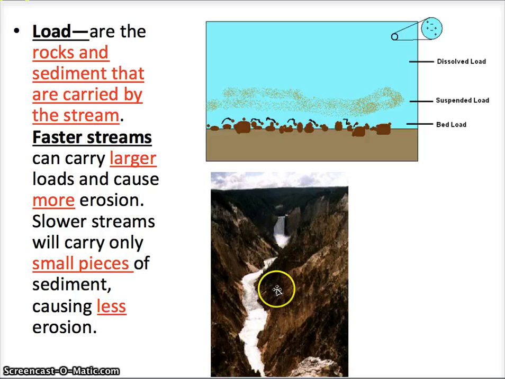And that's how some of these formations in land form. This river is carving right through a mountain. This formed after thousands of years, but it probably formed because there was enough force to carve through that mountain.